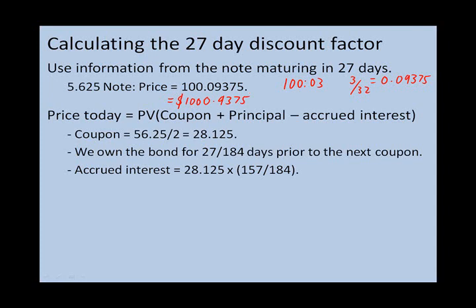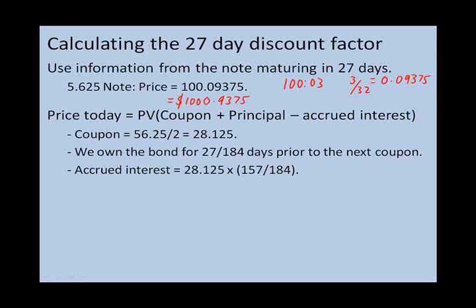Now what's the price today equal to? The price of this note is going to be equal to the present value of the coupon payments plus the principal minus any accrued interest. Why are we subtracting accrued interest? Well, remember, the Wall Street Journal quotes are clean prices. That means we have subtracted the accrued interest.